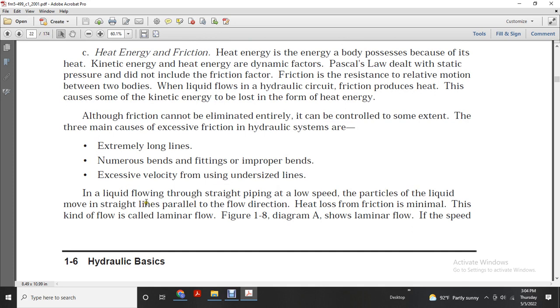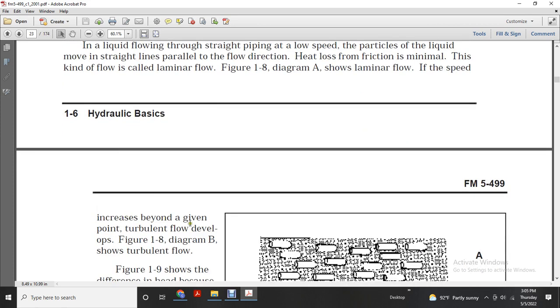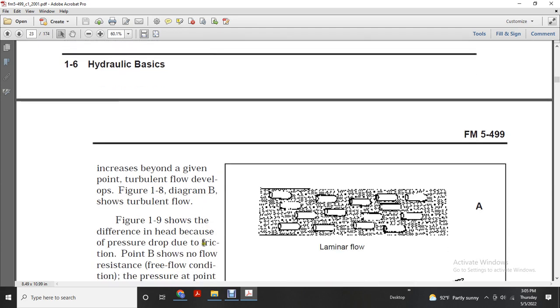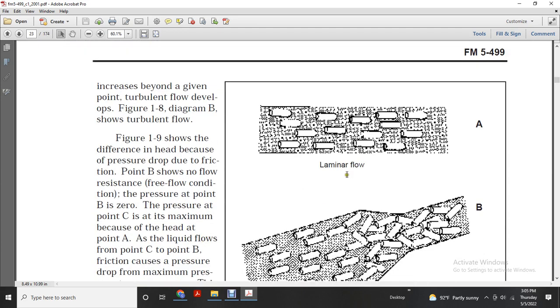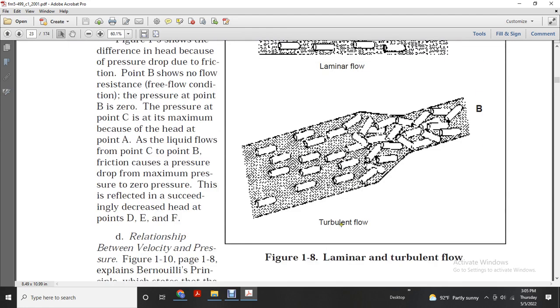Particles of the liquid may move in straight lines parallel to the flow direction. Heat loss from friction is minimal. This kind of flow is called laminar flow. Figure 1.8 diagram A shows laminar flow. If the speed increases beyond a given point, turbulent flow develops. Figure 1.8 diagram B shows turbulent flow.